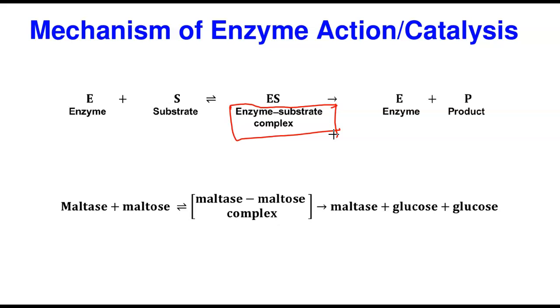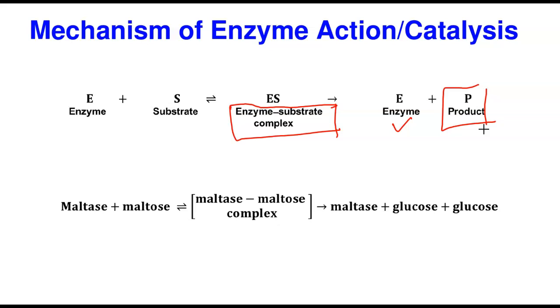Although it's a little bit more than this, I'm going to show you another diagram on the next page. The moment this happens, the transformation occurs: the substrate is converted to product, and the product is still bound to the enzyme. Finally, both of them will be released. So the enzyme is released, and the product is released.